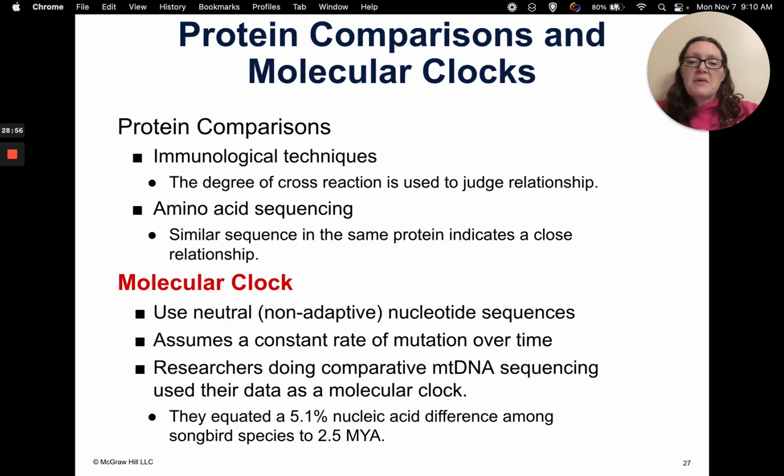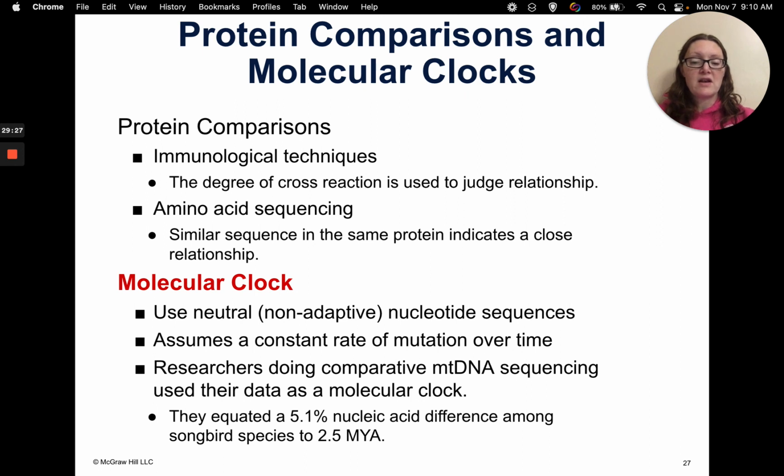Now, protein comparison. With immunological techniques, the degree of cross-reaction is used to judge relationship. Amino acid sequencing: a similar sequence in the same protein indicates a close relationship. Using neutral non-adaptive nucleotide sequences assumes a constant rate of mutation over time. Researchers doing comparative mtDNA sequencing used their data as a molecular clock.